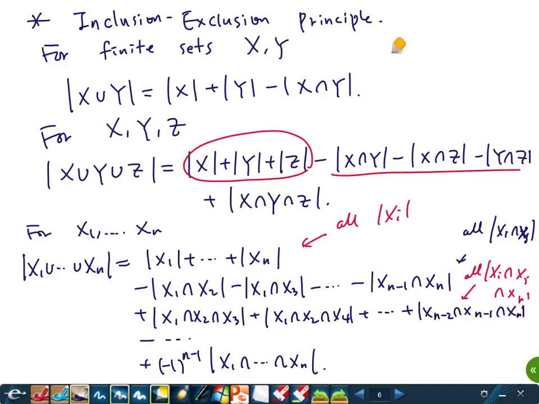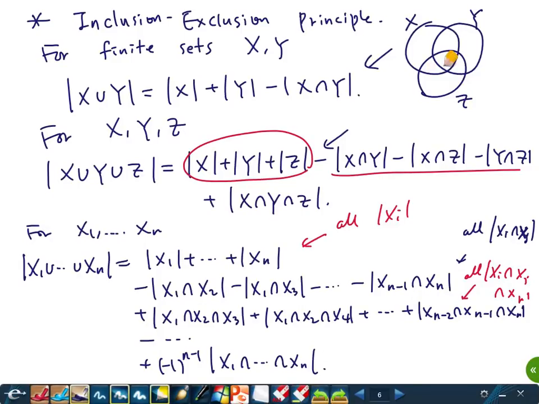We know these two things. These two can be seen very easily if you draw the Venn diagram. For X and Y, it's like that. And for X, Y, Z, you can consider the Venn diagram, and then it'll be done. The general case can be proved by induction, like I said.